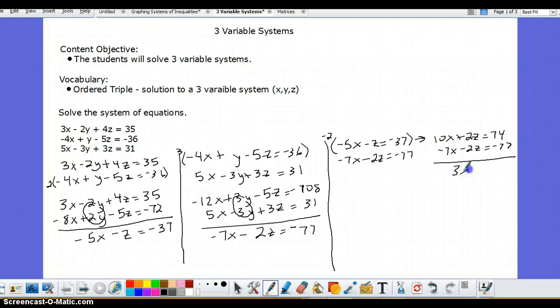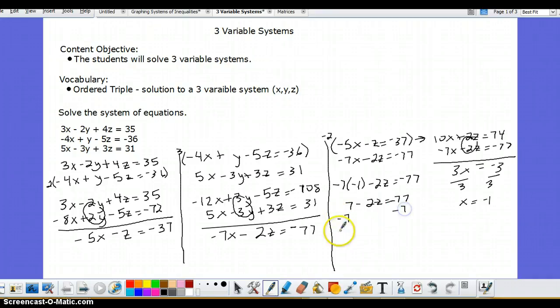When I add here, that's 3x, that's my 0, equals negative 3. Divide by 3, so x in this case is negative 1. So I'm going to take this negative 1 and go back into one of these 2. I'm going to pick this one. You know what, we'll use the other one. So we have negative 7 times negative 1 minus 2z equals negative 77. That's 7 minus 2z equals negative 77. Subtract 7. We get negative 2z equals negative 84. Divide by negative 2, and we get that z in this case is equal to positive 42.